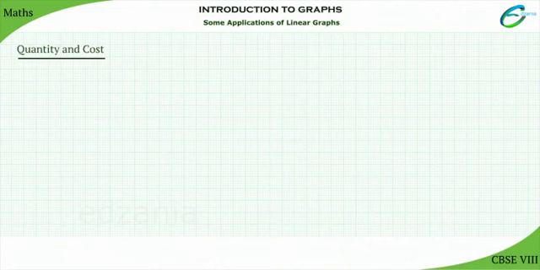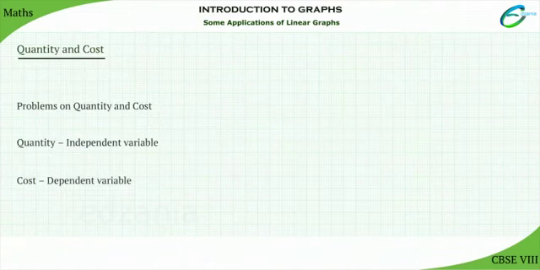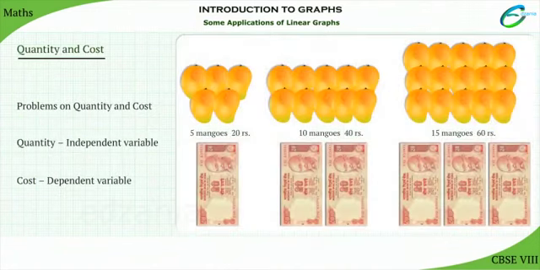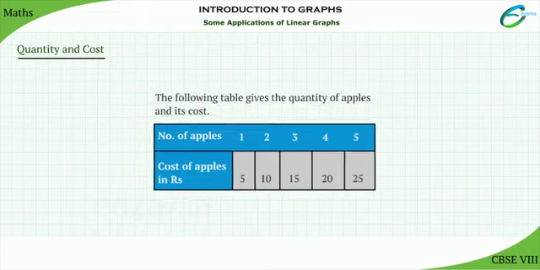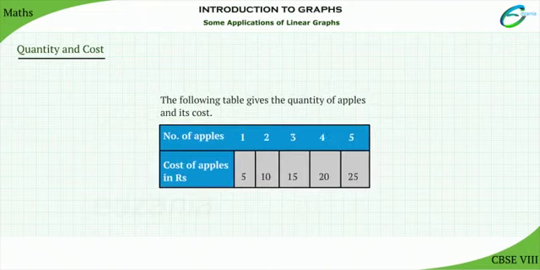Quantity and cost. When we purchase any item, if the quantity is more, the cost will also be more. So the quantity is the independent variable and the cost is the dependent variable. We will use linear graphs to solve some problems related to quantity and cost. Let's consider an example. The following table gives the quantity of apples and its cost.